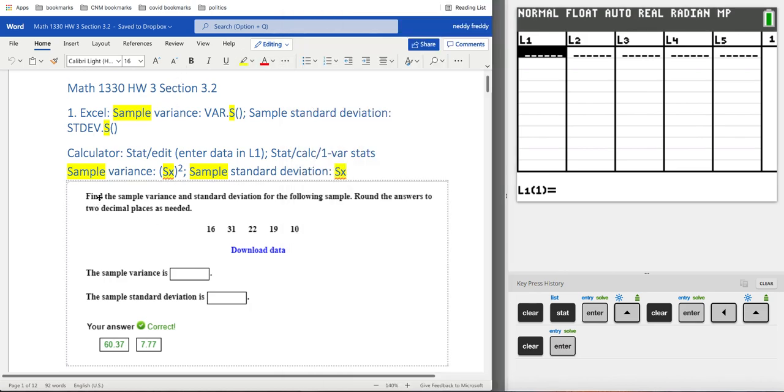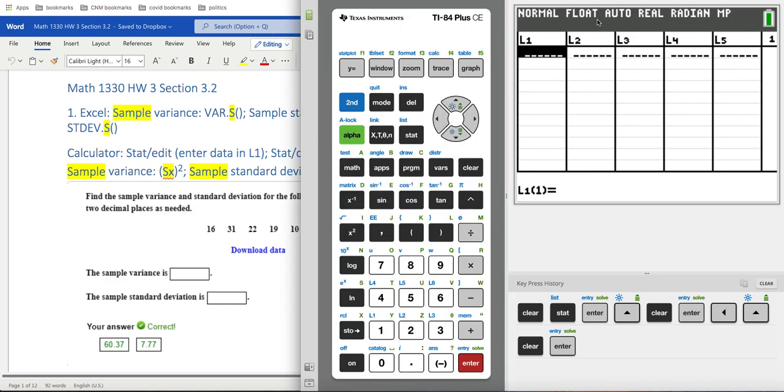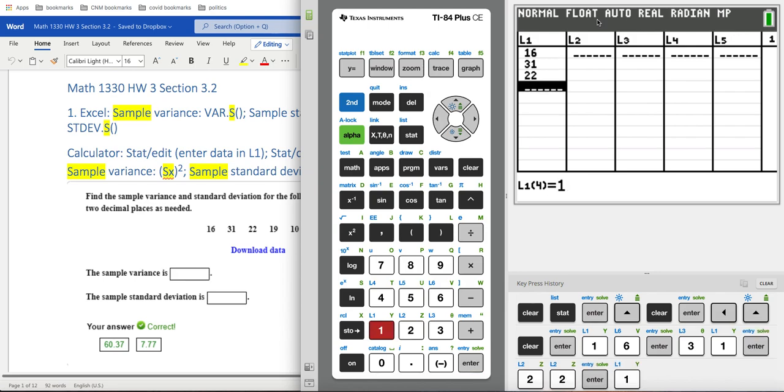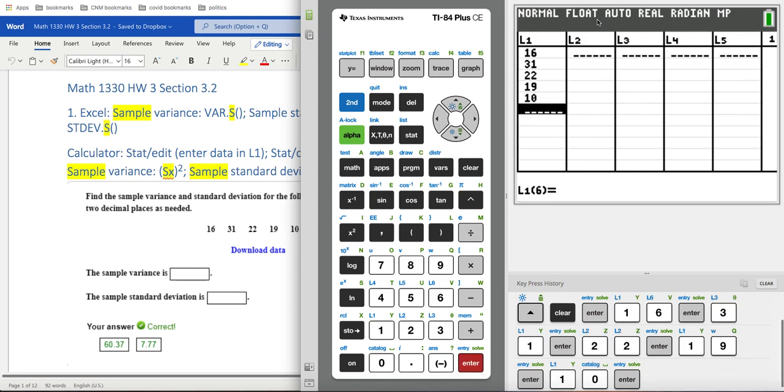For this one, this is asking for the sample variance and standard deviation because it's from section 3.2, but I'm going to show you how to find the mean and median using the same functions. So I'm going to go ahead and enter the numbers in, and so to do that you just type in the number and hit enter and it'll populate them for you. So 16, 31, 22, 19, and 10 in this case.